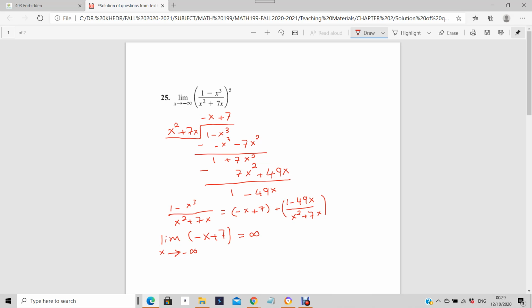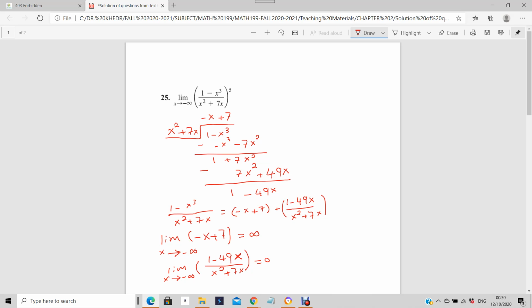And the limit of the second term, which is the remainder of the long division, here if you see the highest power in the numerator is less than the highest power of the denominator. And if you divide by x squared you will get 0. So the limit here will be 0, because if the highest power of the numerator is less than the highest power of the denominator, then the limit as x goes to minus infinity is 0. Okay?